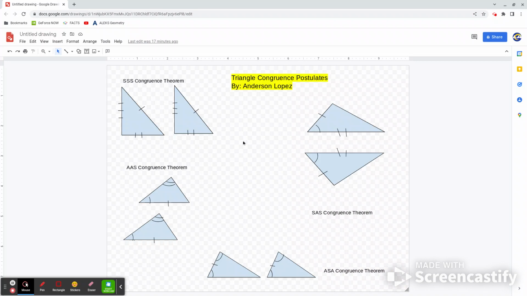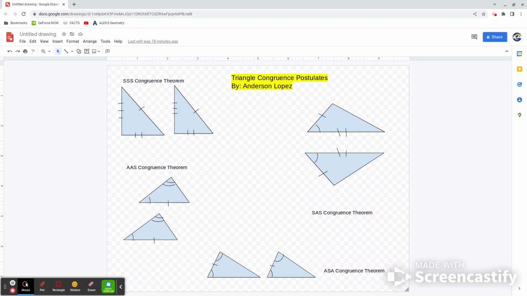The next theorem that I'll be talking about is the SAS congruence theorem, which stands for side, angle, side. This theorem is used if two sides and the included angle between them of one triangle are equivalent to two sides and the included angle of another triangle. This can also prove that two triangles are congruent to each other.